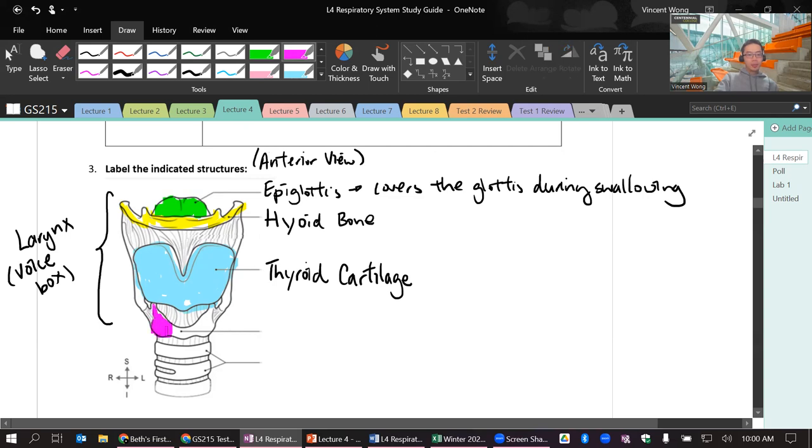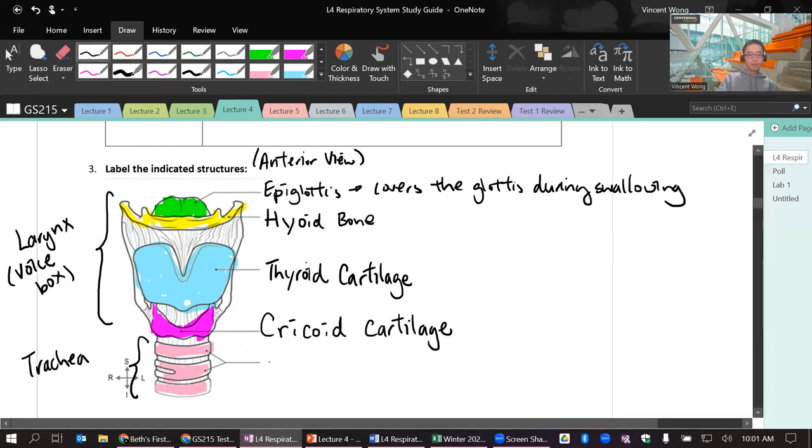And below here is another cartilage. That is called the cricoid. C-R-I-C-O-I-D, cricoid cartilage. And all these cartilage is just meant for stabilization of the larynx. And this over here, that is your trachea. And as we will see in a bit, the trachea is protected by these cartilage rings.